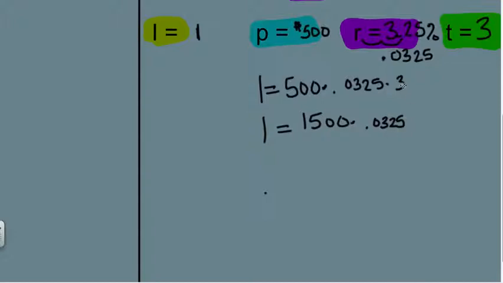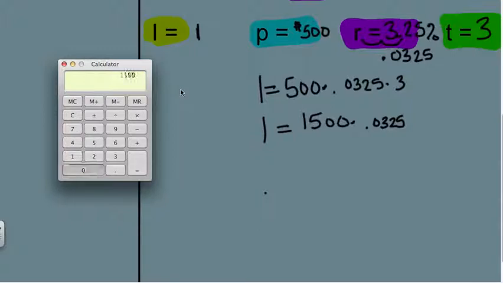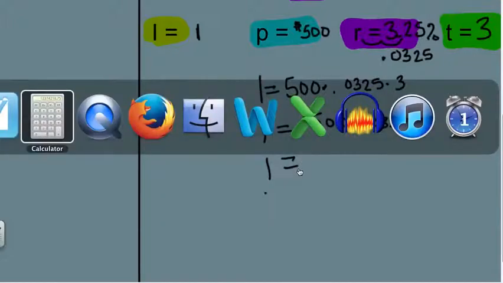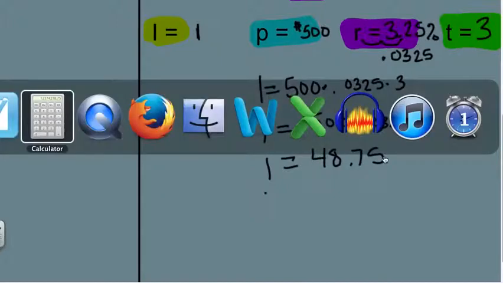0.0325. Miss Better, how'd you do that? I just multiplied 500 times 3. 5 times 3 is 15, and the 2 zeros. Now I just have to multiply it by this number here. Take out my handy dandy calculator. 1,500 times 0.0325, and I get I equals 48.75. Is that what it said? Let me just double check.